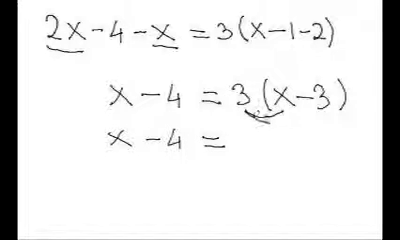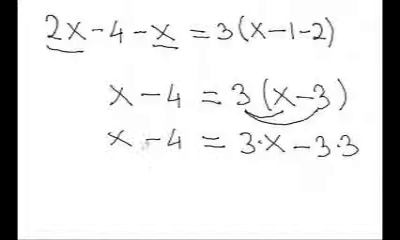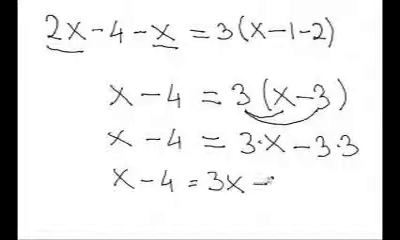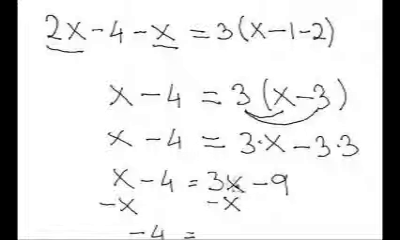The 3 will multiply both parts of this difference, so we end up with 3 times x minus 3 times the second term, which is 3. So we end up with x minus 4 is equal to 3x minus 9. Now I'm going to subtract x from both sides, so that leaves me with negative 4 is equal to 3x minus x, which becomes 2x, minus 9.